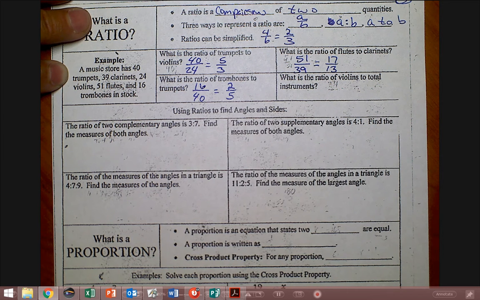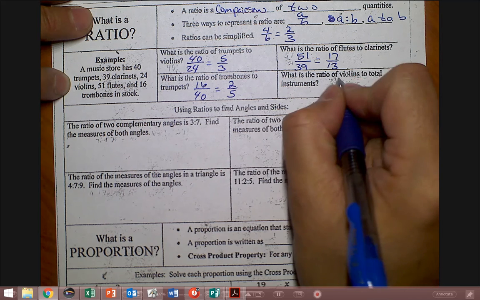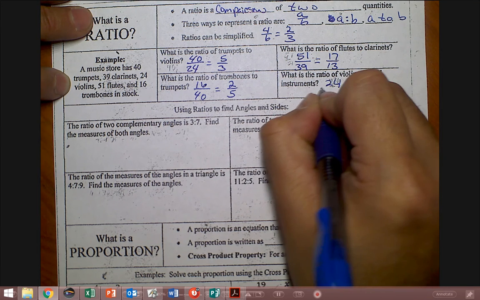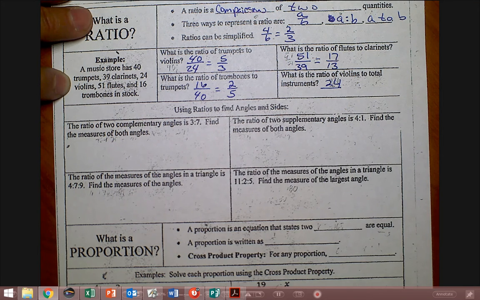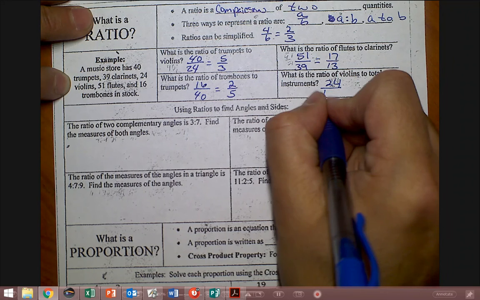Okay, what is the ratio of violins to total instruments? So violins is 24. Everything equals 80, 100, 140. More than 140. Are you just guessing now? No, I'm disappointed. 170, yes.